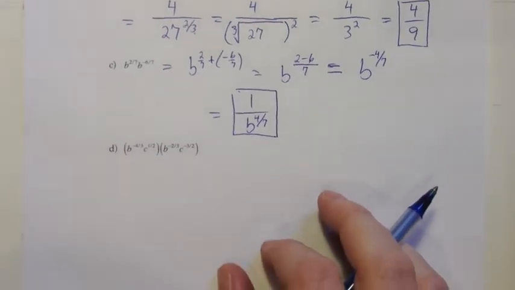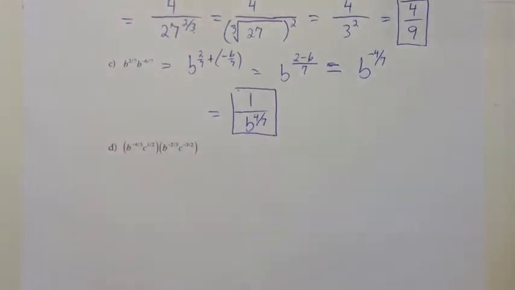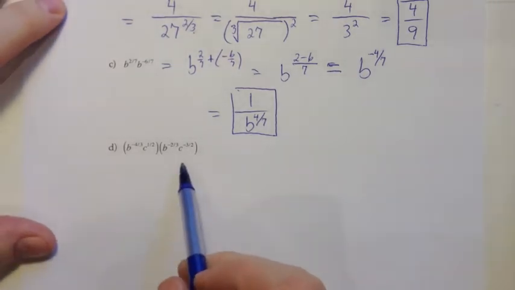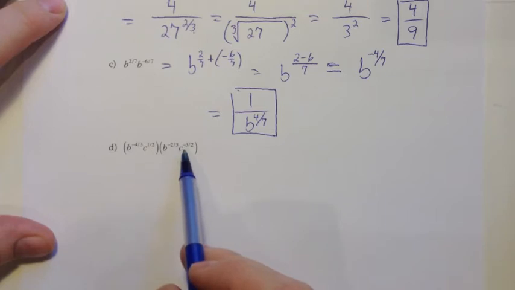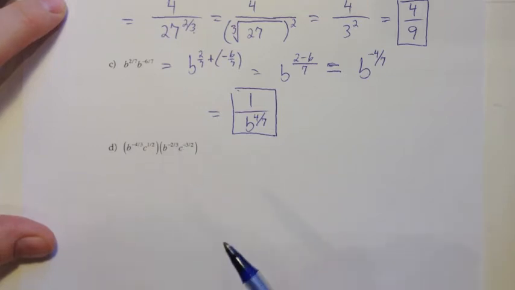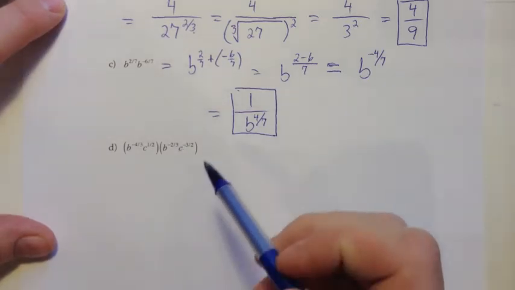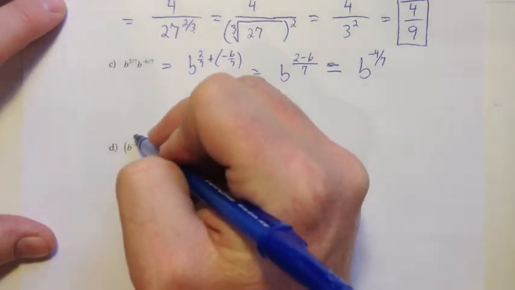Alright, one more, and it's just a little bit messier. We've got two different bases here, and so we're going to want to combine both of those. We also have fraction exponents and negative exponents, so we're just going to have to deal with all of that as we go through. So I would try and work with the like bases.